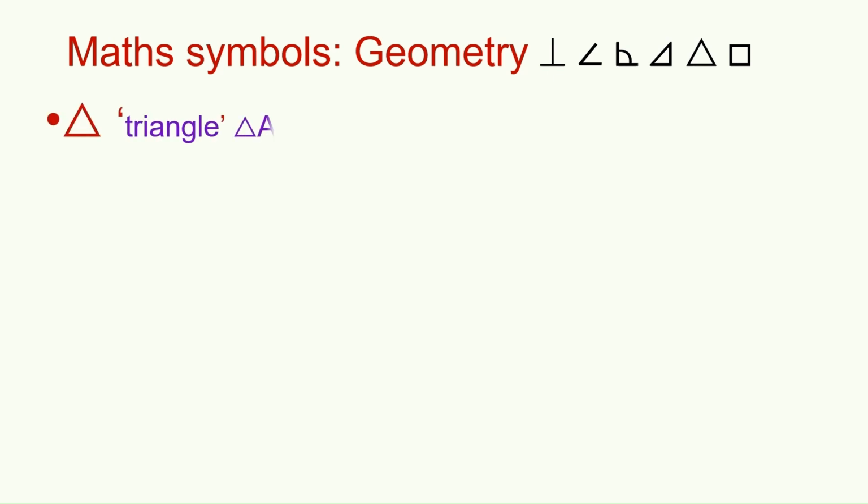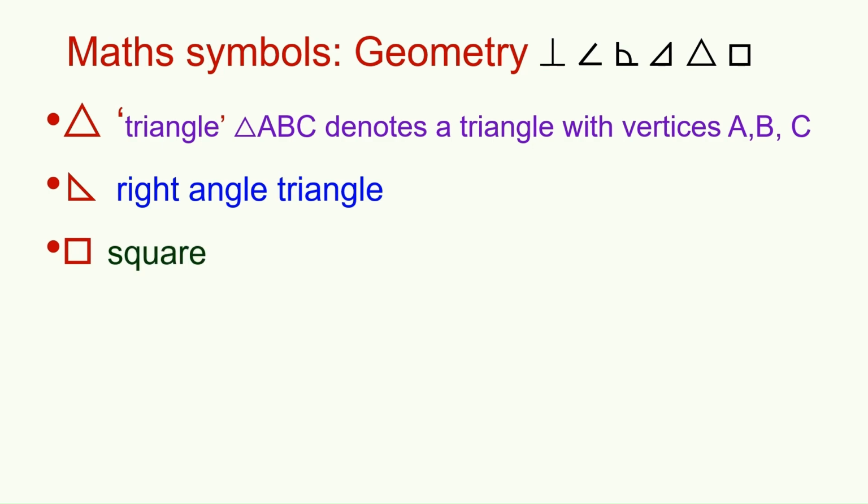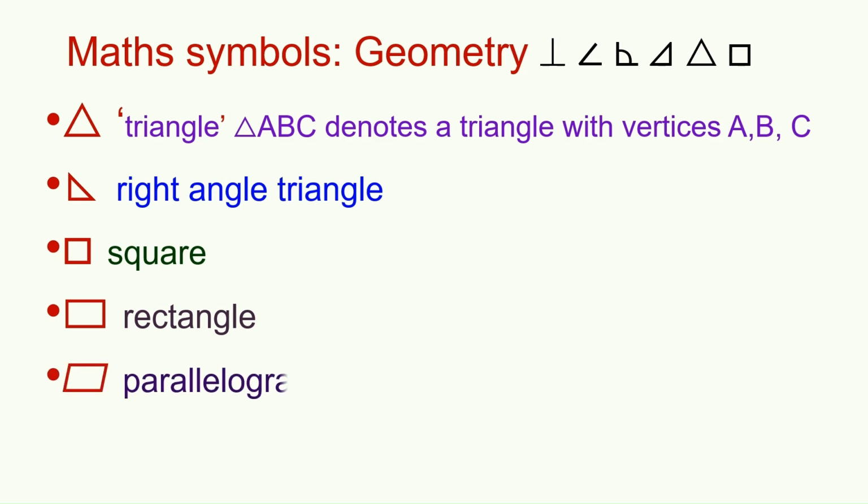A figure depicting a triangle denotes a triangle. Triangle ABC denotes a triangle with vertices A, B, C. A figure depicting a right-angle triangle is a right-angle triangle. A figure depicting a square is a square. A figure depicting a rectangle is a rectangle. A figure depicting a parallelogram denotes a parallelogram.